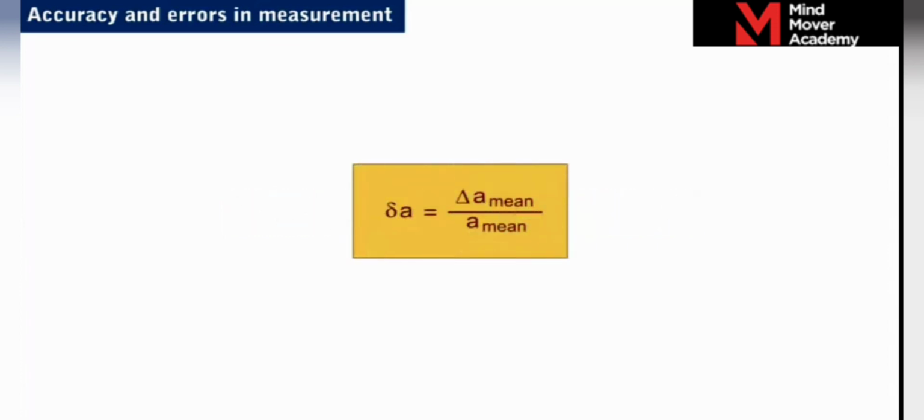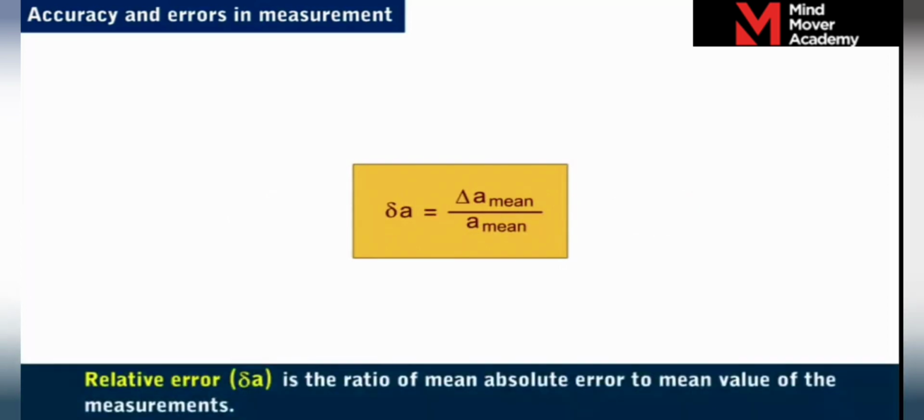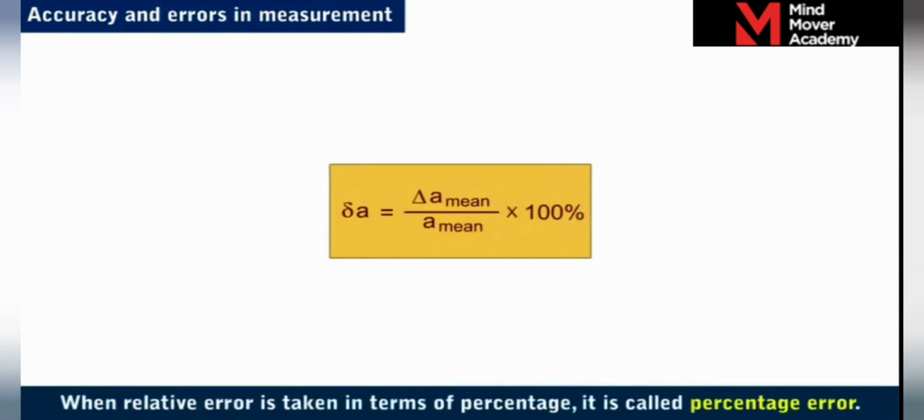Instead of absolute error, we often use relative error. Relative error is the ratio of mean absolute error to mean value of the measurements. Relative error is denoted by ΔA by A. When relative error is taken in terms of percentage, it is called percentage error.